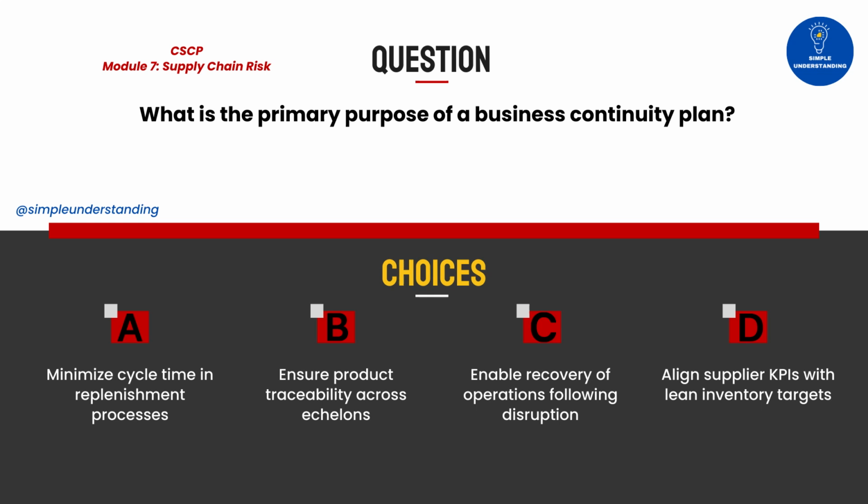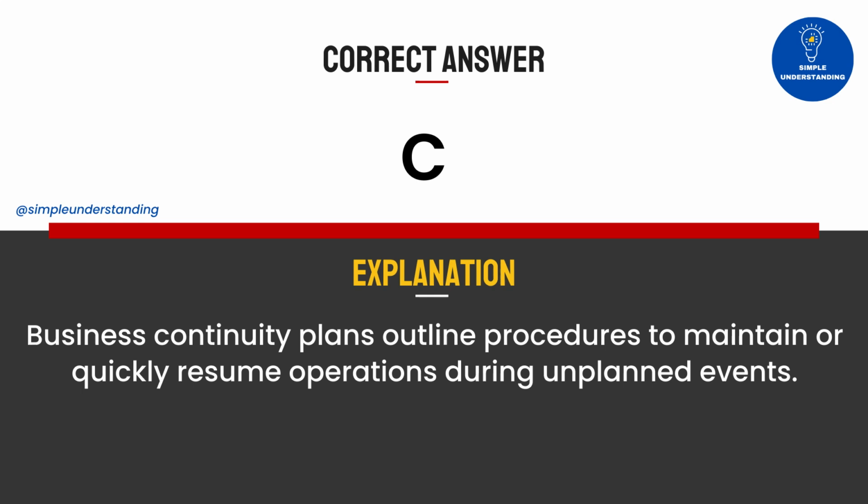9. What is the primary purpose of a business continuity plan? A. Minimize cycle time in replenishment processes. B. Ensure product traceability across echelons. C. Enable recovery of operations following disruption. D. Align supplier KPIs with lean inventory targets. Correct answer: C. Explanation: Business continuity plans aim to keep critical operations running or quickly restored during a disruption.